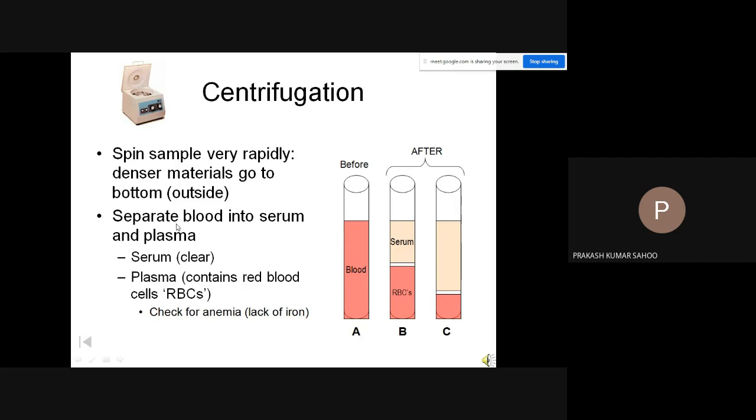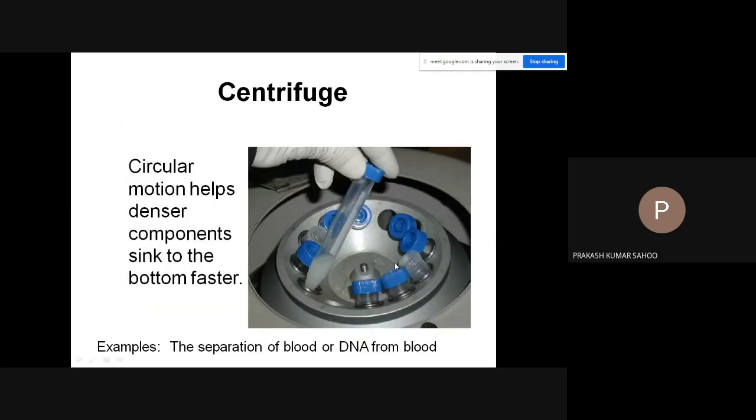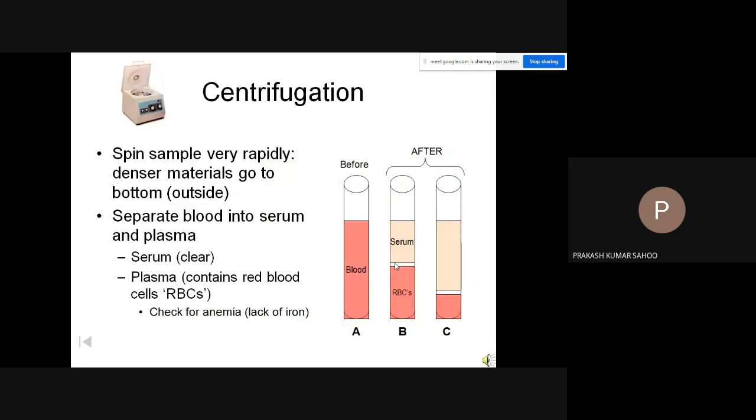container. Okay, so separate blood into serum and plasma. Just see this one. This is sample A. This is before; no centrifugation has happened. Then after centrifugation, that means if I put my sample here, then by faster rotation and spin, the components get separated on the basis of their density, like this. Then we have your red blood cells, then serum. So this is the after situation. This is the before situation. Okay, and this test is used to check if you have anemia, that is a lack of iron, or not.